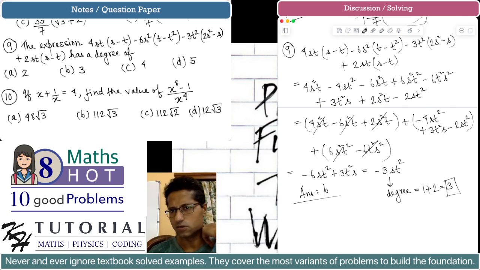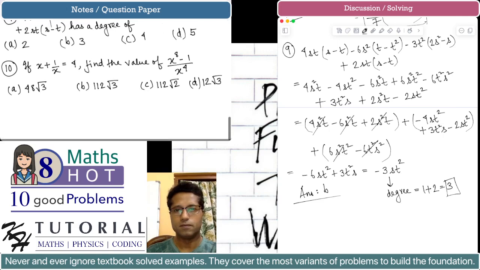Okay, so this problem was based on finding the product of a monomial and a binomial and then adding up the like terms, and then finally the concept of degree of a polynomial, which is based on the fact of degree of a term. Now degree of a polynomial is the maximum degree of the terms in the polynomial. What is the degree of a polynomial? Degree of a polynomial is the maximum degree of all its terms. Okay, let's do problem number 10.